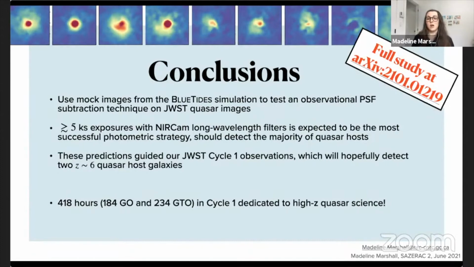So these predictions guided our JWST Cycle 1 observations, which hopefully will detect 2 of these quasar host galaxies. But overall, I've counted 418 hours in JWST Cycle 1 dedicated to high-redshift quasar science. So this is an extremely exciting time to be involved in this area, and hopefully if there's a SAZERAC conference next year, we might start to see some of the first results. So stay tuned, and it's certainly a very exciting time.